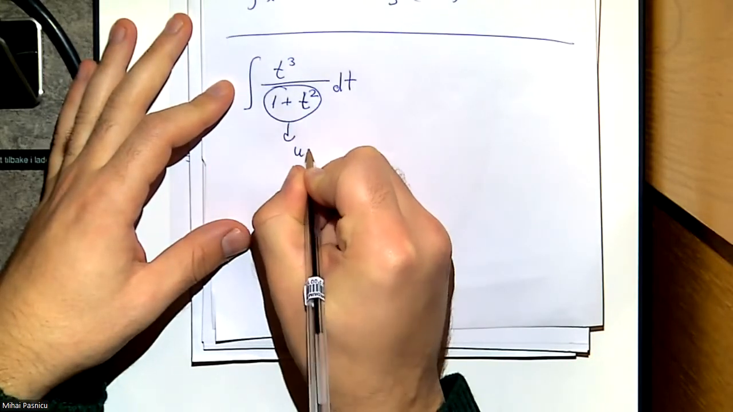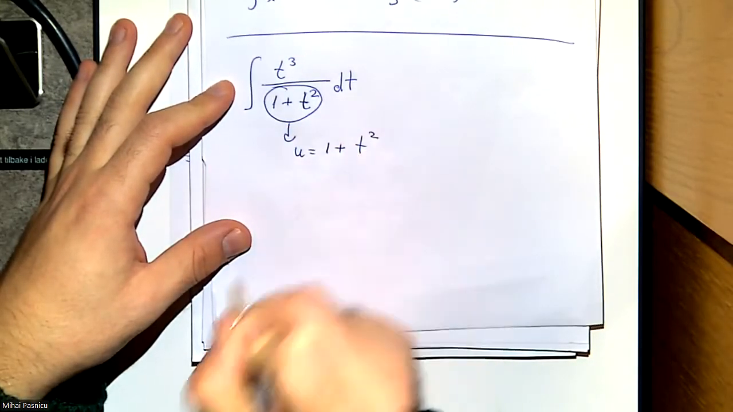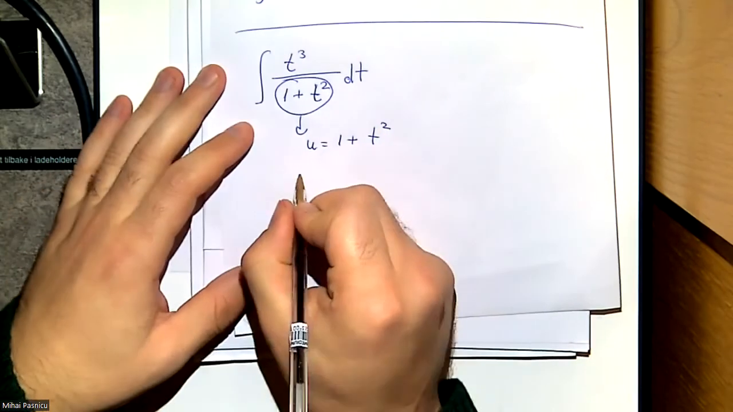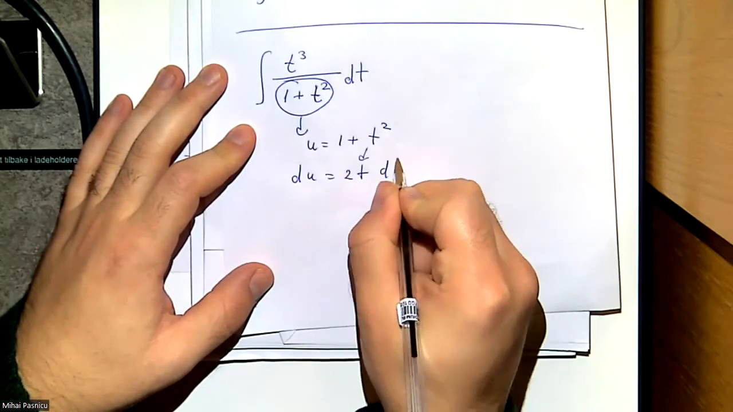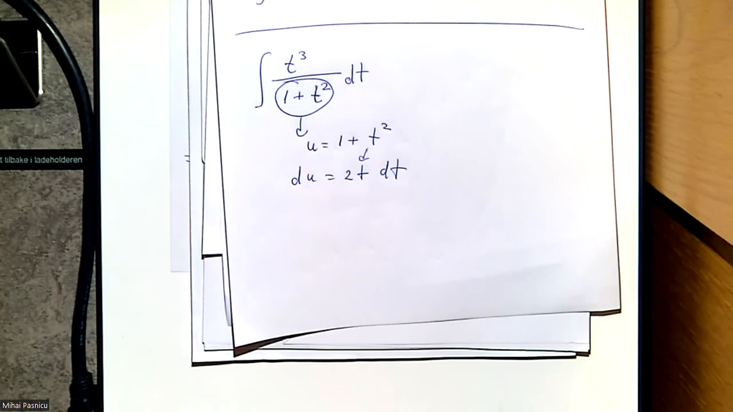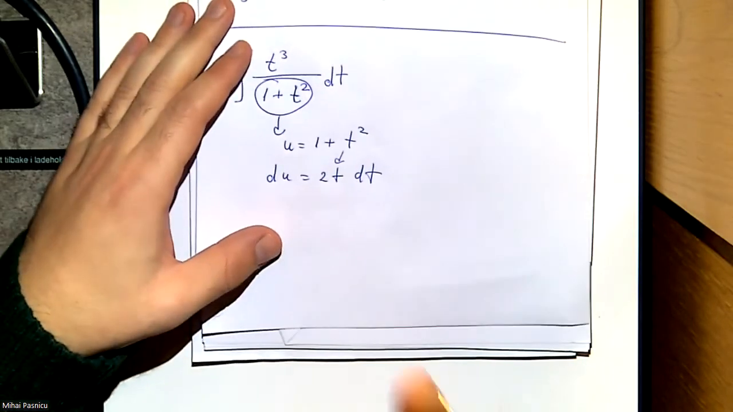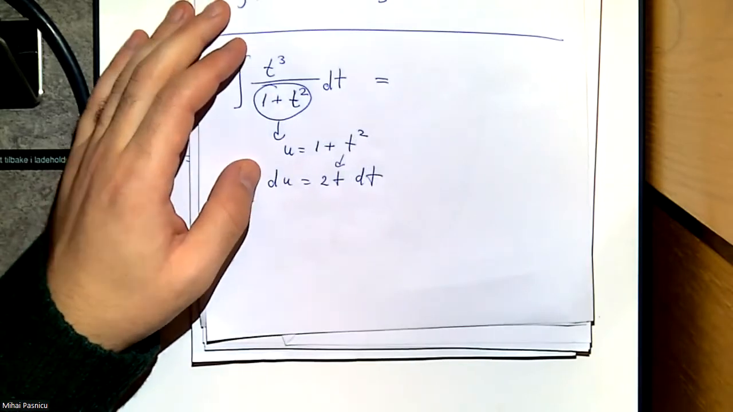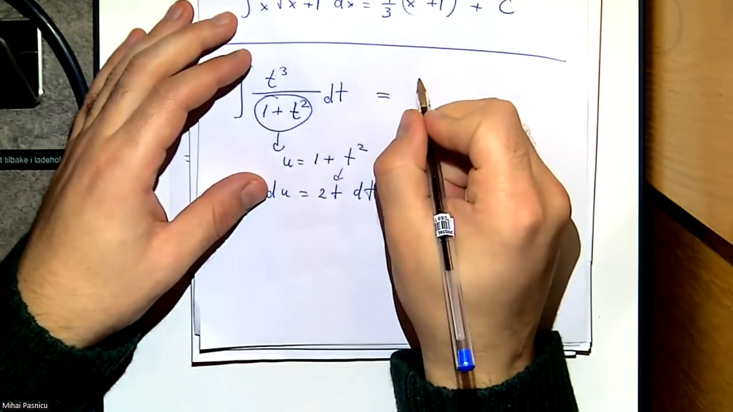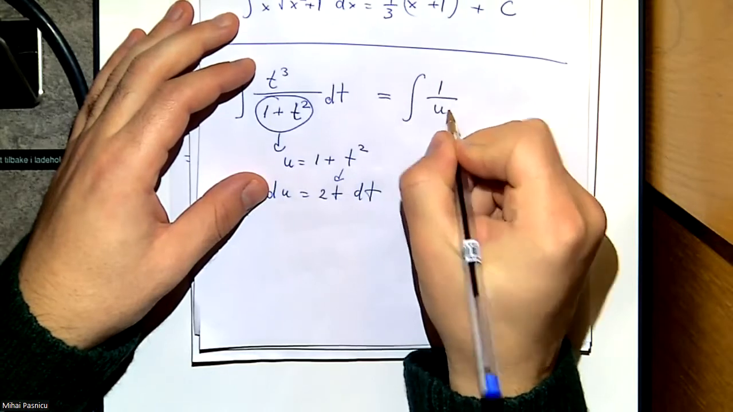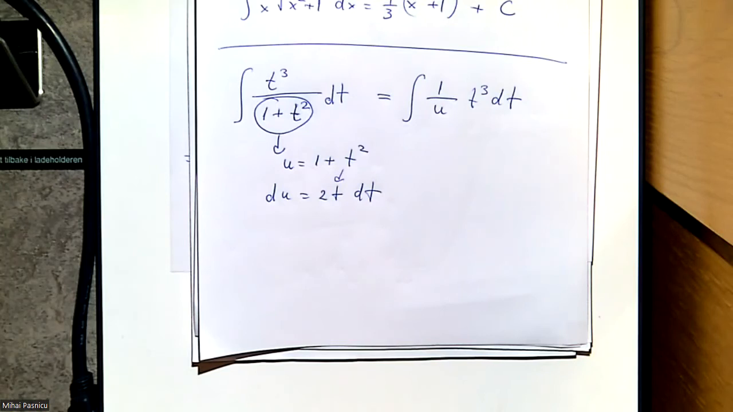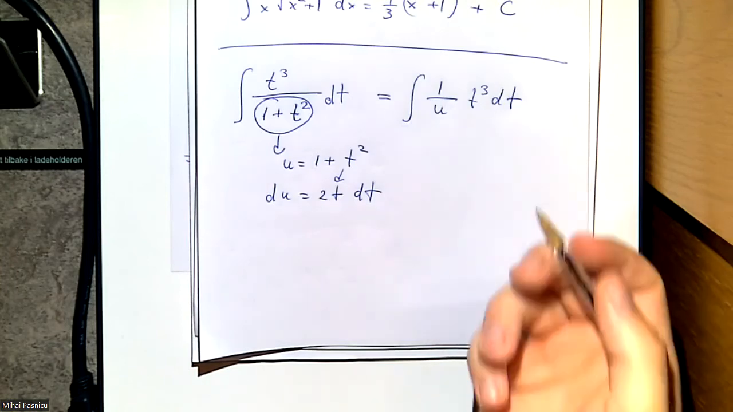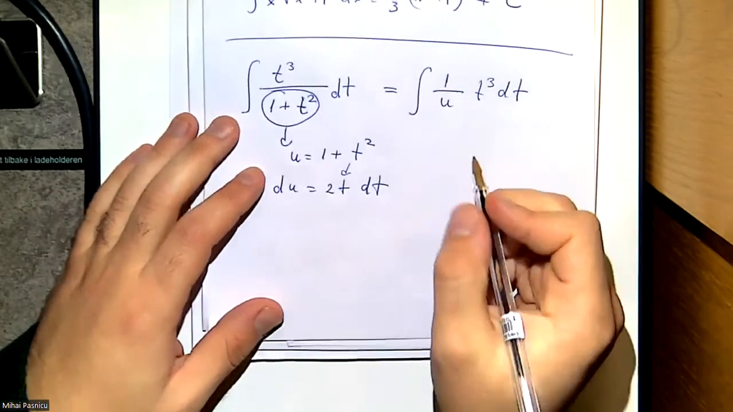So I'm just saying u is equal to 1 plus t squared. Now take the derivative. du is equal to, what's the derivative? 2t dt. Okay, let's see what we get. For now, I get the integral of 1 over u times t to the third dt. You have to realize you're in a bad situation: you have t and u in the same thing. Not going to fly. So let's see what we can do.